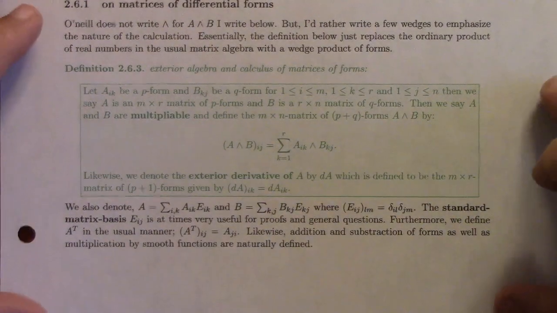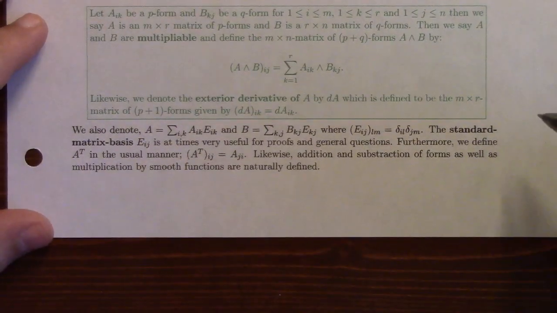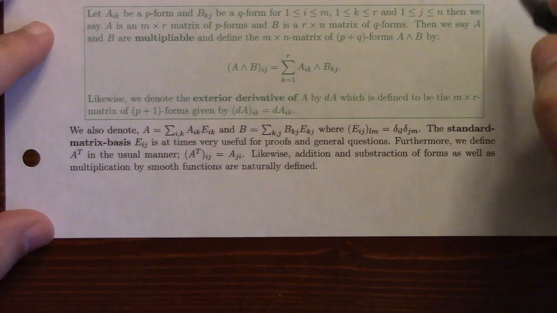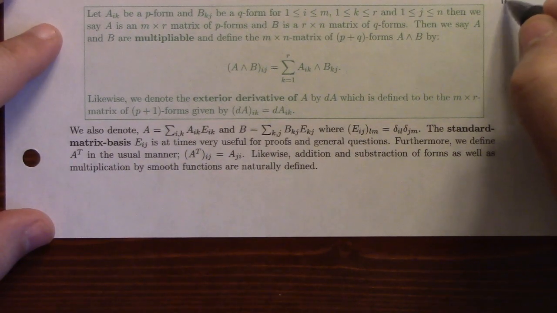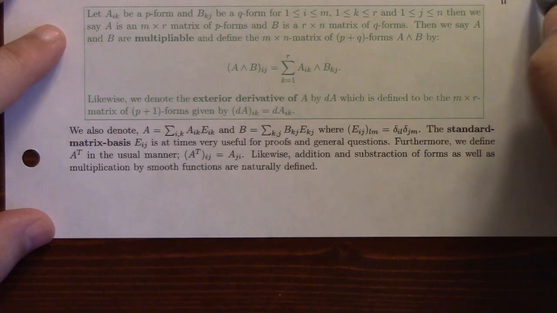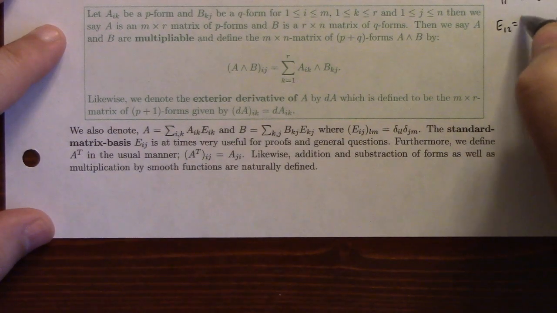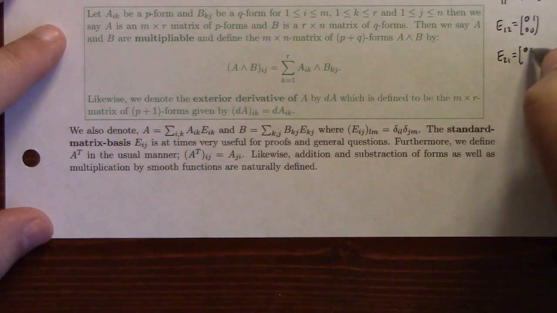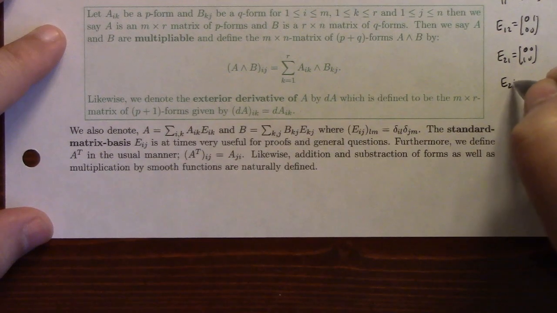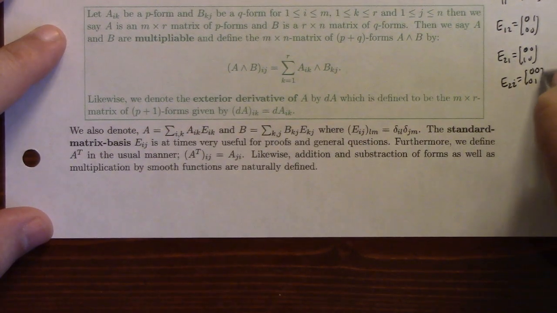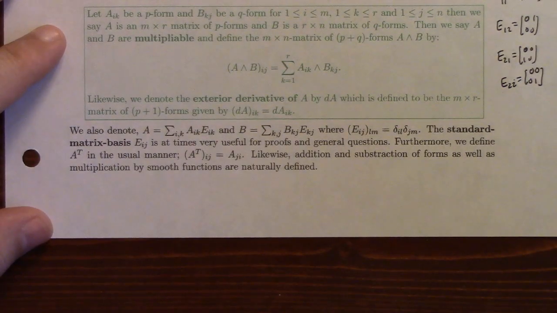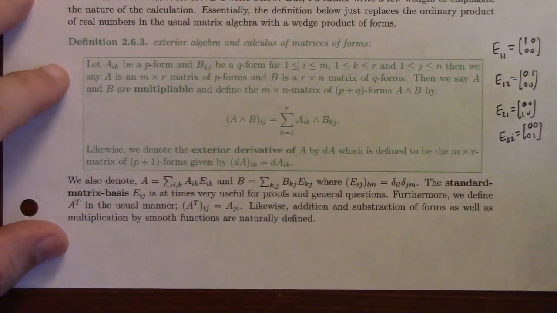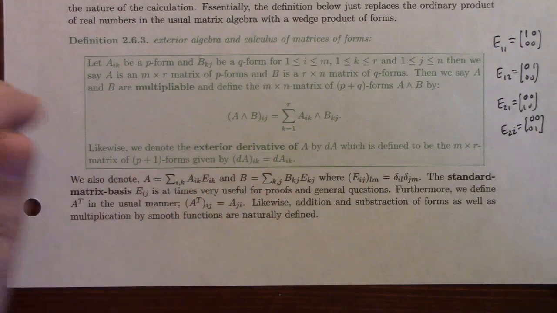I also, in this section, make use of the standard basis matrix E_ij. For 2 by 2 matrices, just so you know what I'm talking about, E11 is 1, 0, 0, 0. E12 is 0, 1, 0, 0. E21 is 0, 0, 1, 0. E22 is 0, 0, 0, 1. These matrix units are super nice. You can build any matrix as a linear combination of these, so they're useful in the study of abstract matrix theory. I think I have an example here. Let's look at the example.